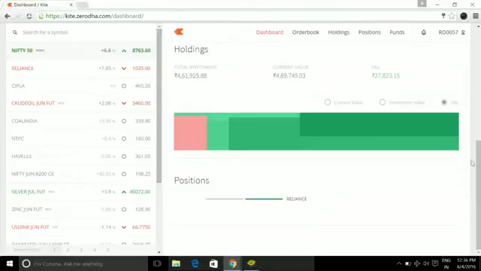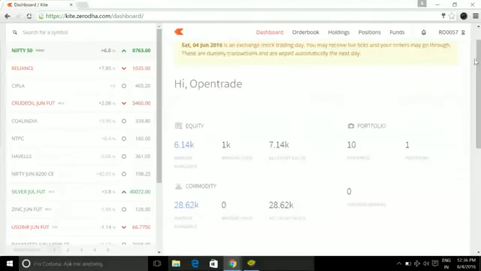Now, a lot of people have asked, why go so minimalistic? As you can see, this platform is completely different compared to a traditional broking platform, which has got a lot of black, and a lot of block green and block red colors.